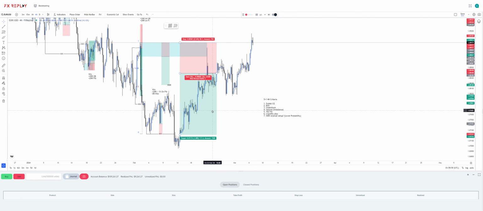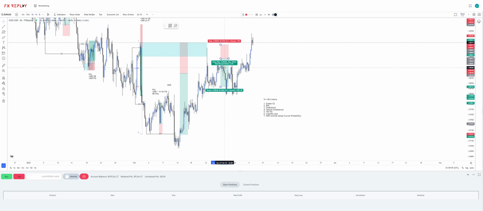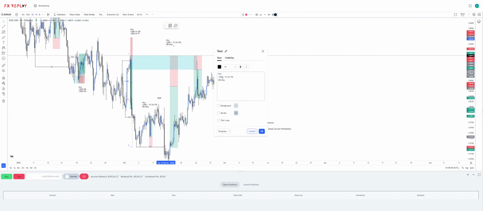Okay, so let's just clean up these charts. I'm going to leave just this here and this we can leave here. And we can make a note. Copy this. Win plus 2RR, 1% on order block. And the fib was loss. Okay.